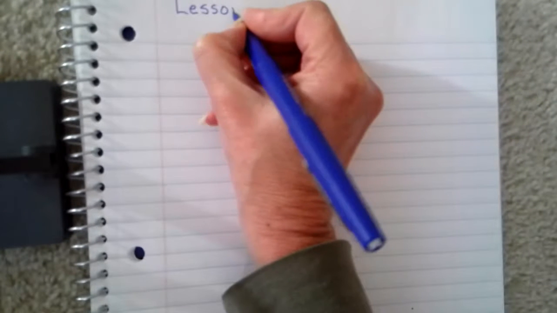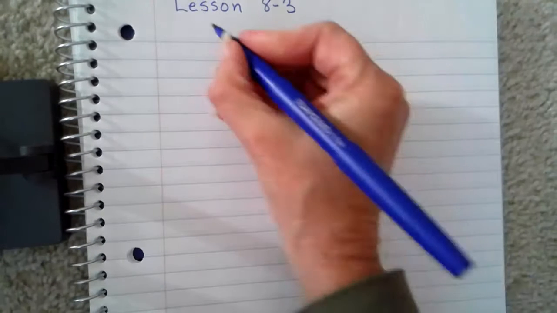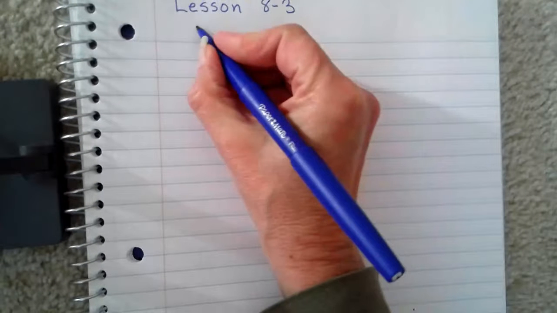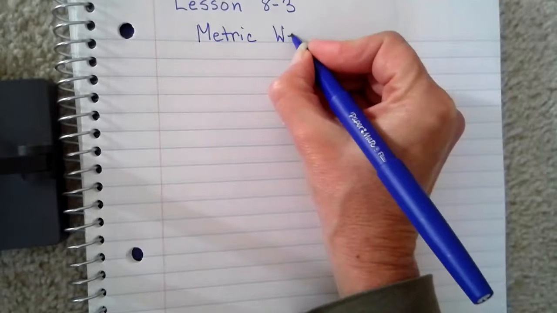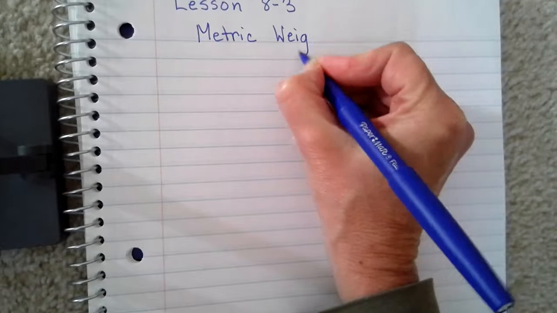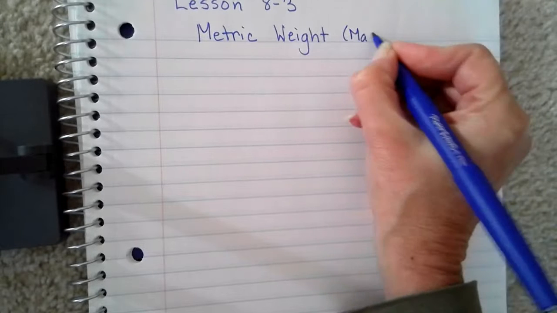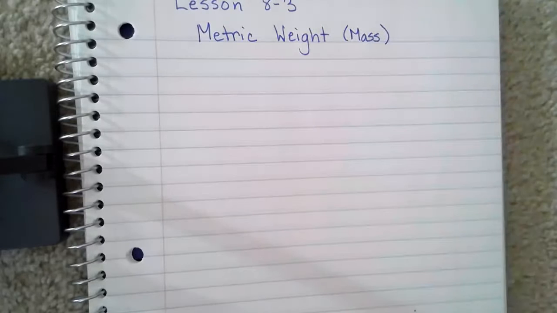We're now going to go ahead and do lesson 8. So again, I'm going to put that up here. Lesson 8-3. And we're working with our metric measurement system. And today we're going to be looking at weight, which in the metric system really means mass. So we're looking at metric weight, which is mass. We're used to thinking of this as kind of like how much something weighs.